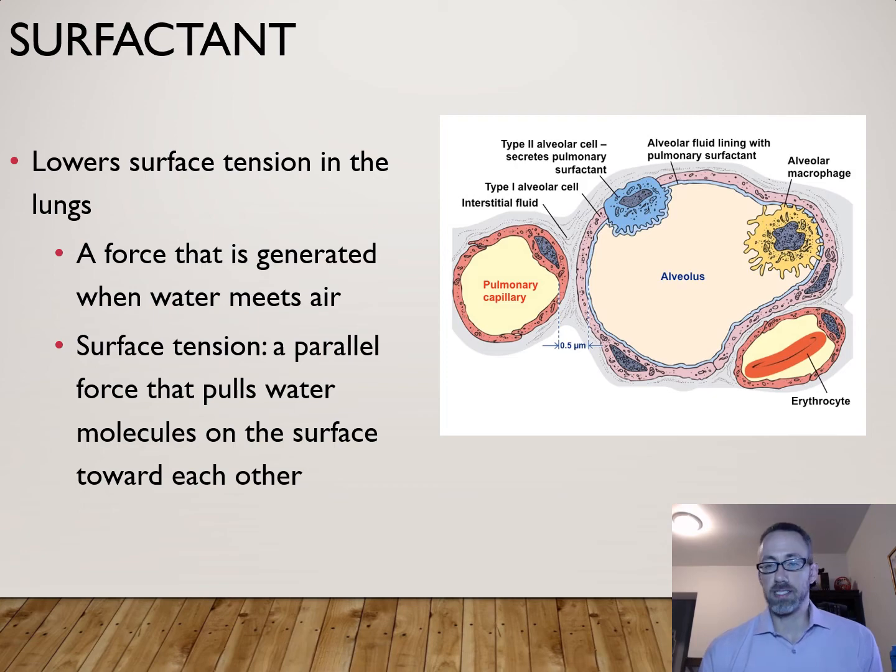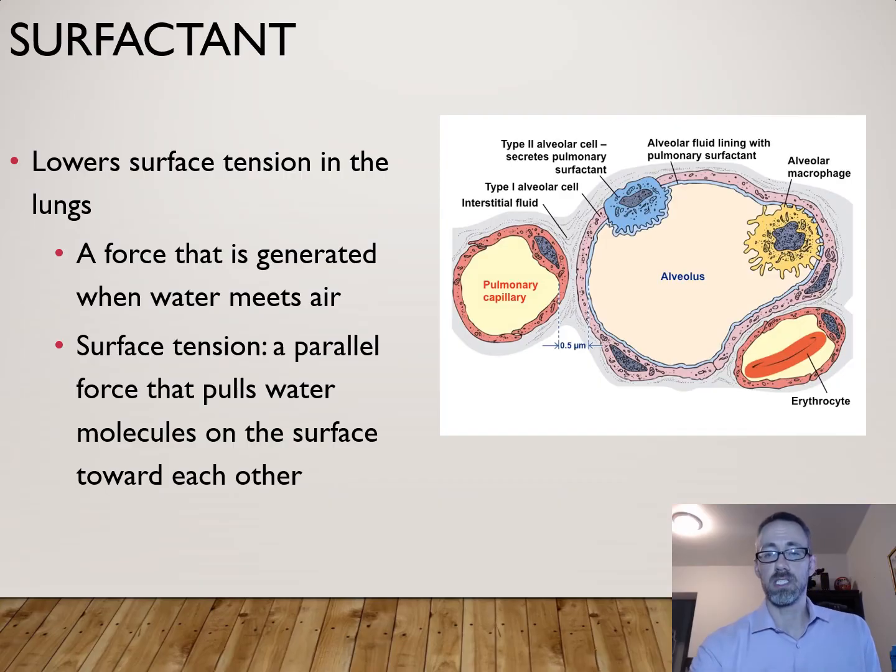Okay, surfactant. So I mentioned earlier that the recoil of the lungs is in part due to the elastic recoil. That's one of the main contributors. Another contributor to that is what we call surface tension. And so surface tension is something we're referring to as the tension on the surface of a fluid, like water. And in fact, we do have surface tension in our alveoli because the alveoli have a thin film of fluid on the inside of it.